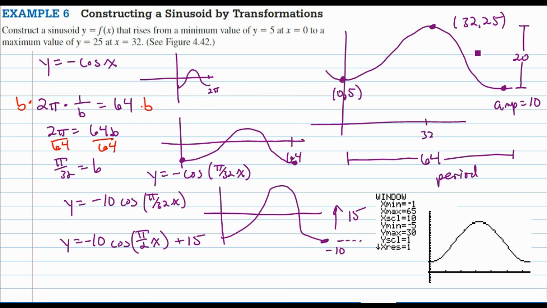And I'll see how that graphs. So now you can see a very similar resemblance to the sketch that we drew. This graph has been stretched out horizontally to match the period correctly. It's a cosine curve that's been flipped over, so you've got a minimum on the y-axis instead of a maximum. You've got a vertical stretch by 10, so it has an amplitude of 10. And we've also shifted it up so that its minimum, or its range, goes from 5 to 25 instead of -10 to +10.